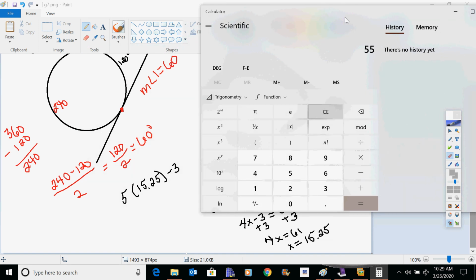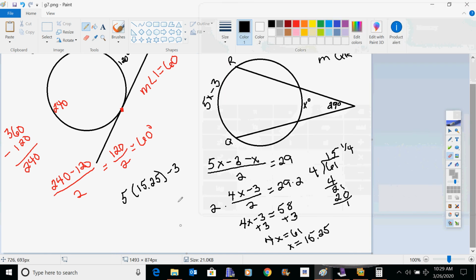You all have one in your phone. 5 times 15.25. And then subtract 3 from it. So 73.25 in this case for arc QR. So this one you had to find x first and then plug it in. If the directions just say find x, then you can just stop with find x. But don't forget to plug in if need be.